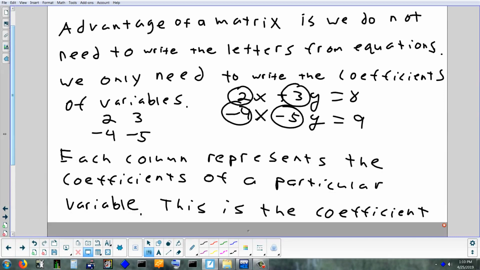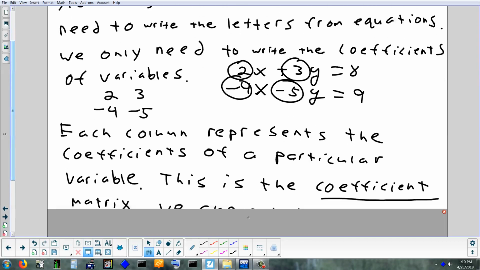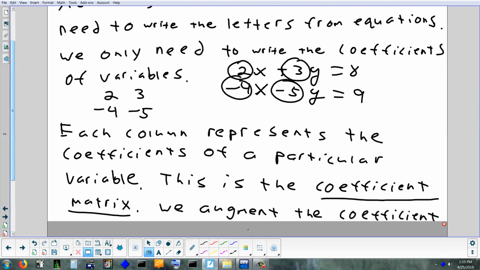Each column in that matrix represents a particular letter. The first column was my x's. The second column, my y's. Okay? You have to line the variables up. That's important. Okay? And what I wrote right here, this is called the coefficient matrix because it's a square matrix of all the numbers that were in front of the letters, the coefficients.